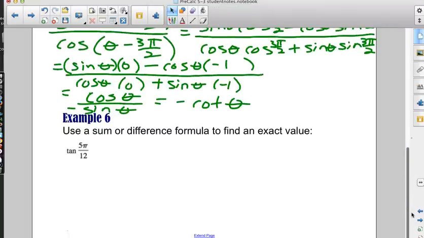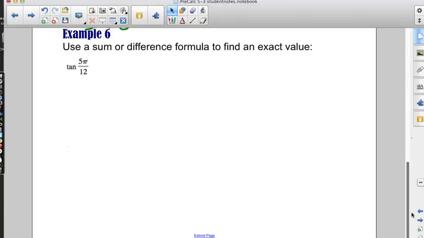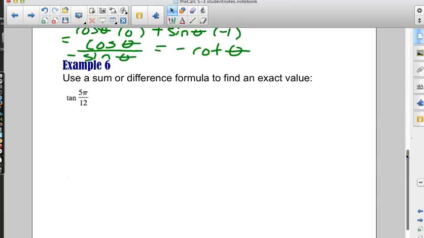Now, when we have actual radians that we have to find, that takes a little more thinking. So I'm looking at this and thinking, it says use a sum or difference formula. That means I need two angles that are somehow going to give me 5 pi over 12. There is something that I know good stuff about. That means it's a 30, it's a 60, or it's a 45, because we know all that information.